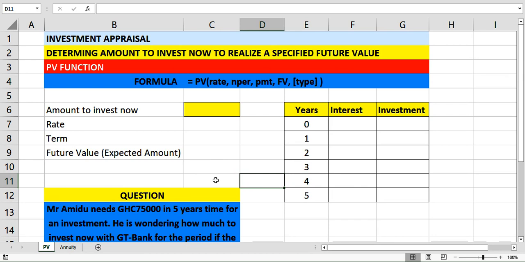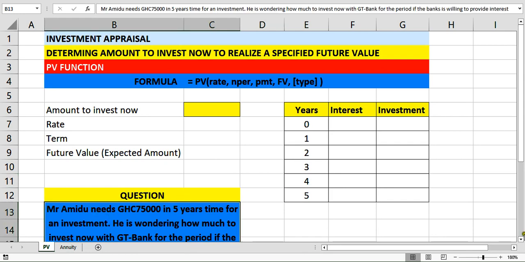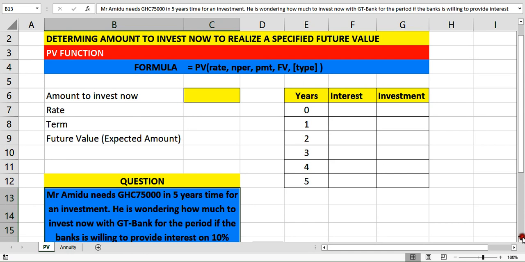Today we want to look at some functions for investment. So we'll be looking at the PV function, which is the present value function. We want to look at how to use this function to determine an amount that we need to invest now if we need some specified amount in future. So quickly look at this simple question that will guide us on how to use this simple Excel function.